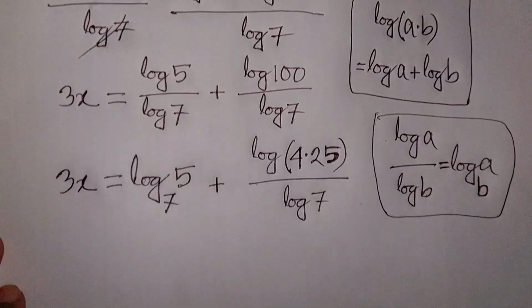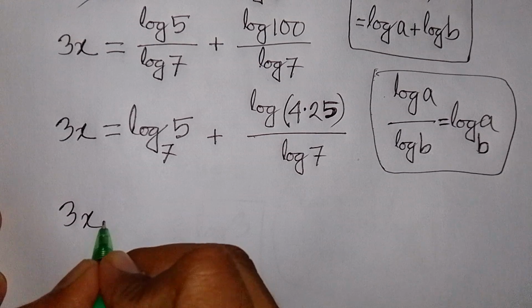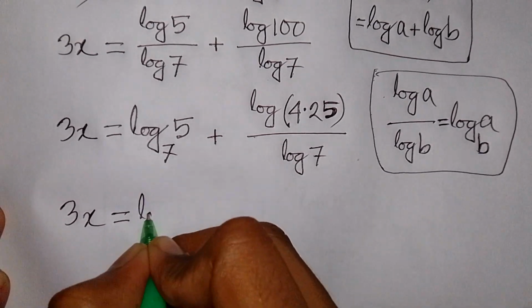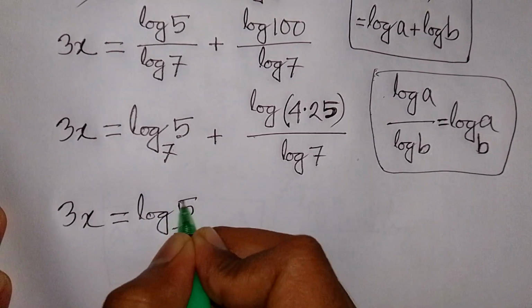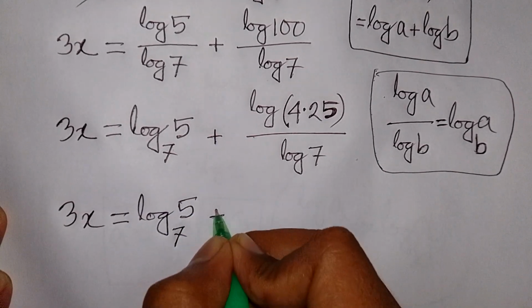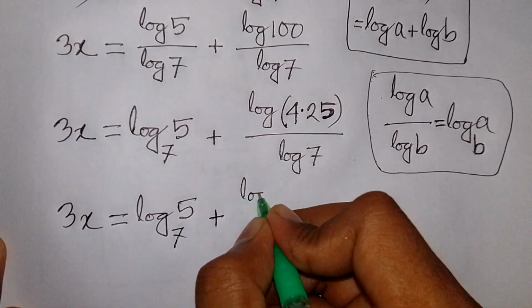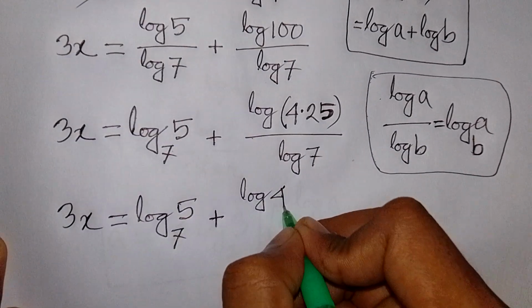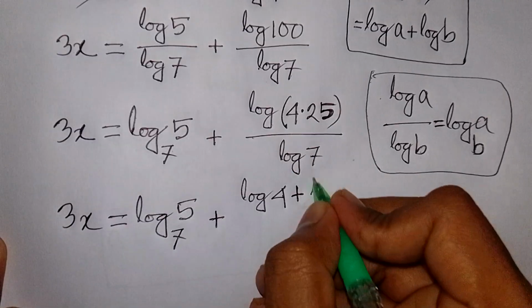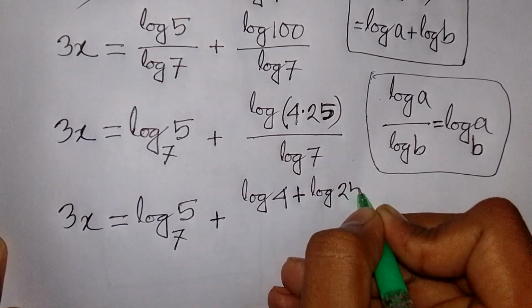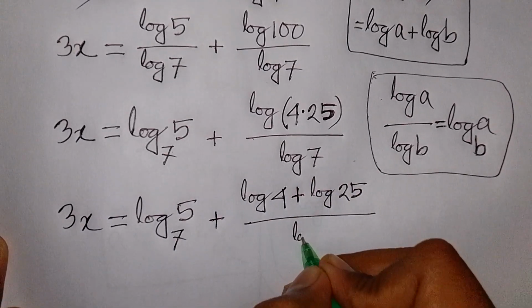Now we have 3x is equal to log 5 base 7 plus log of 4 times 25, which is the same as log 4 plus log 25, over log 7.